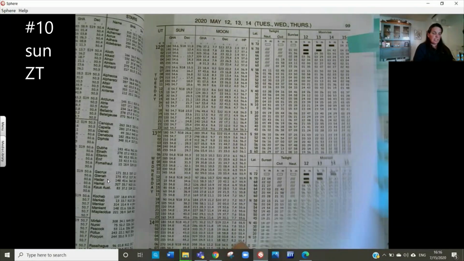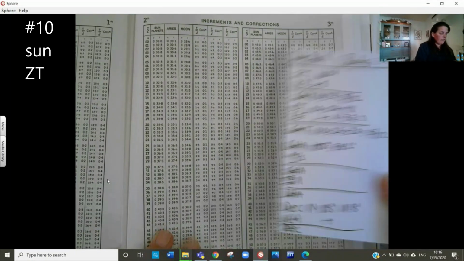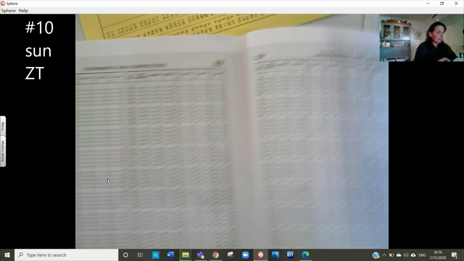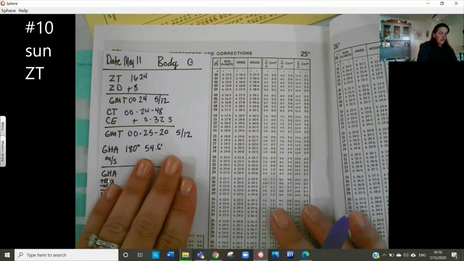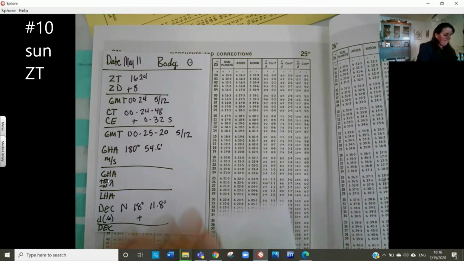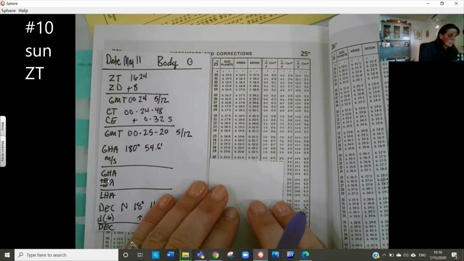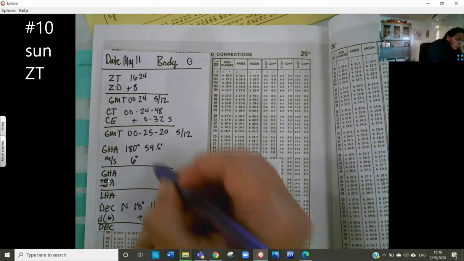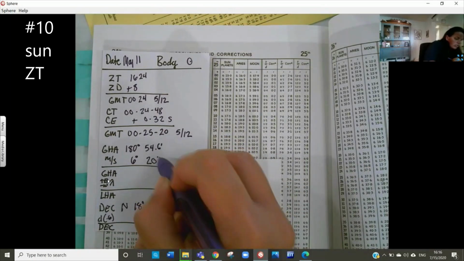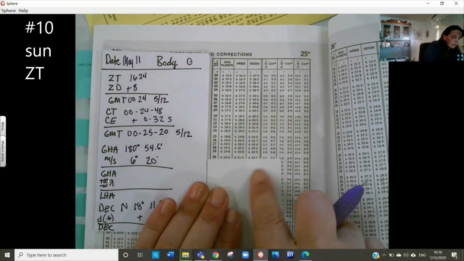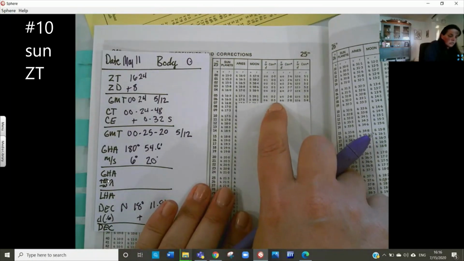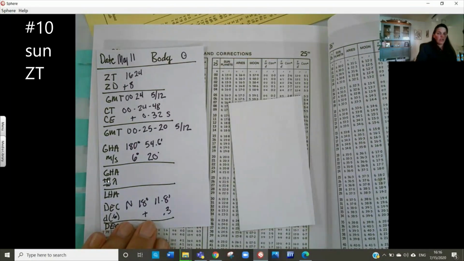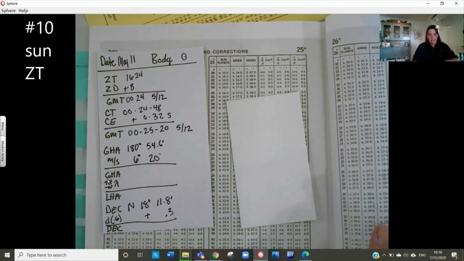And we go to minutes and seconds, I'm looking for 25:20. Here's our 25:20 for the sun, gives us a minute and second correction of 6:20, and our little d was 0.6, so we go to 0.3. Okay, now we can plug in.